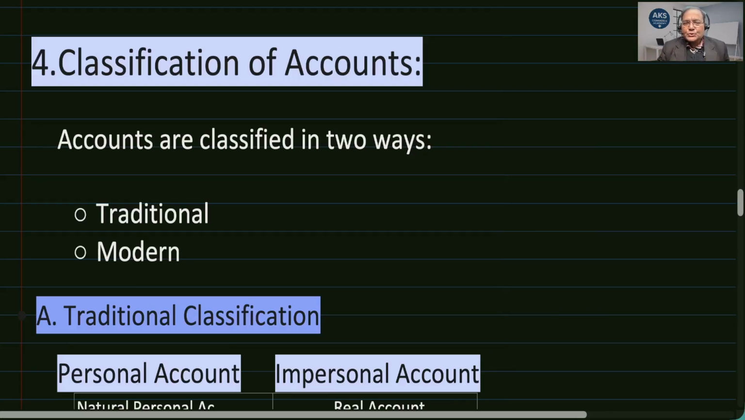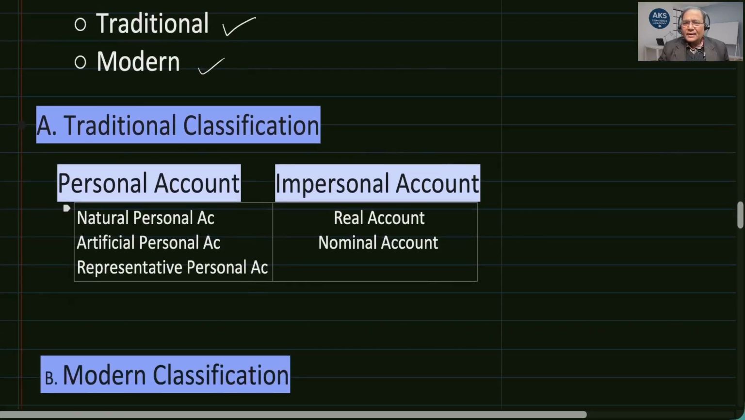There are two methods. One is the traditional method and the second one is the modern method. All right. So what is there in the traditional method? By and large, it remains the same, just some special terminology has come up. In the traditional method, there is personal account and impersonal account.